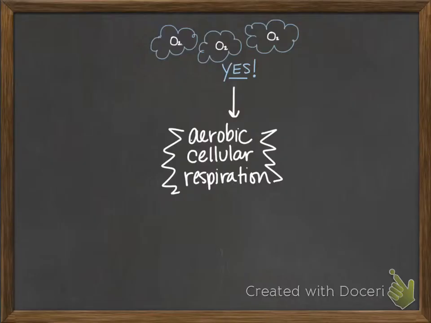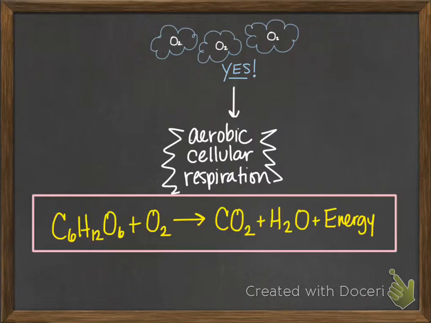To look at aerobic cellular respiration, the kind of cellular respiration that happens when oxygen is present, we want to look at the chemical equation because this is a chemical process. Aerobic cellular respiration takes glucose, that simple sugar, C6H12O6, combines it with oxygen, and out of that gets CO2, carbon dioxide, H2O, or water, and energy.